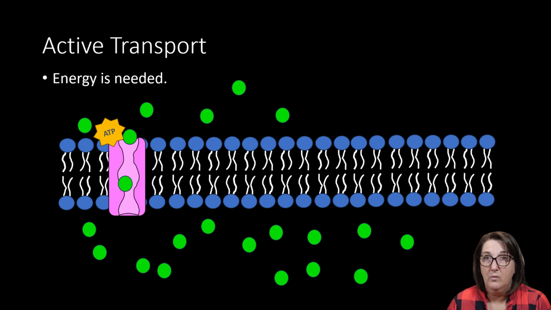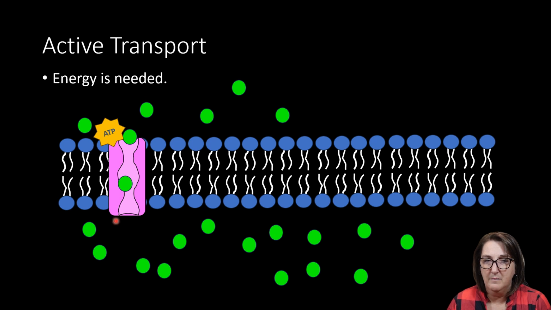With passive, we're going with it. I'm going from high to low. It's going to be spontaneous. It's going to happen on its own. But there are times when I need a big concentration of molecules here, and I need to keep adding more. Remember, these don't want to be here. They want to be over here where it's lower.